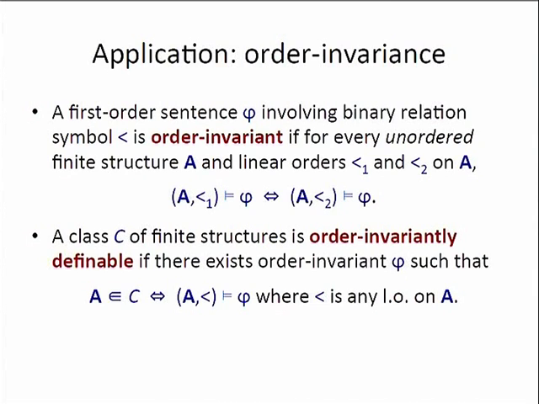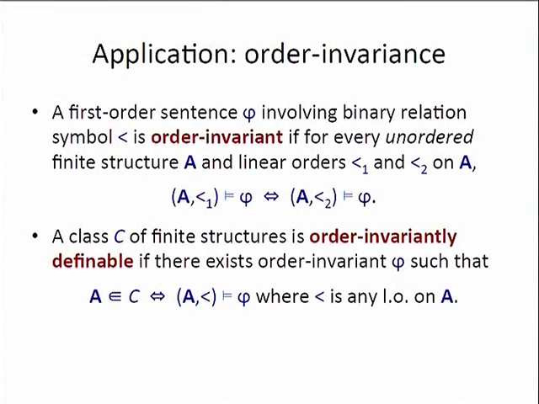Okay, so we just showed that the set of even power set structures is not first order definable. And now I'm going to give an application of this result to show something nice about a variant of first order logic known as order invariant first order logic. Okay, so here's a definition. So we have a first order sentence phi, which involves some additional binary relation symbol, which is supposed to be a linear order.